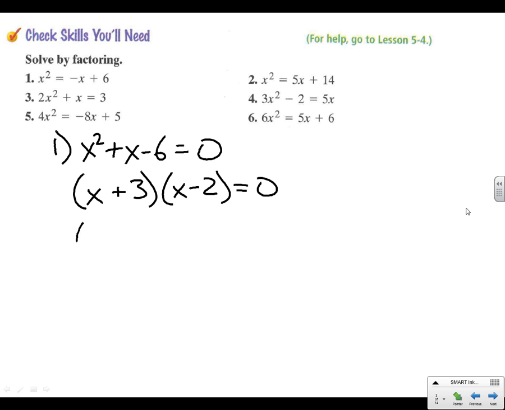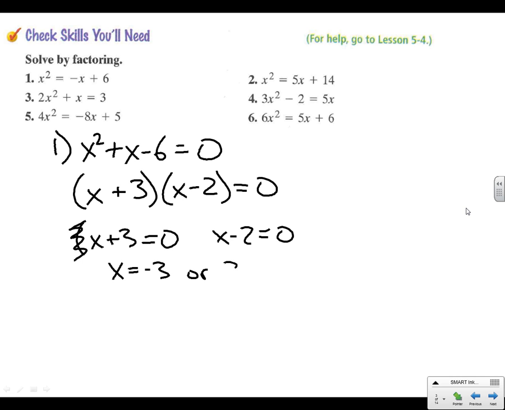So then both terms equal 0. X plus 3, actually don't need the parentheses anymore. X plus 3 equals 0. X minus 2 equals 0. X equals negative 3, or x equals positive 2. So pause the video, do the rest of those, 2, 3, 4, 5, and 6. And when you're done with those, press play, and we'll keep going with radical expressions.